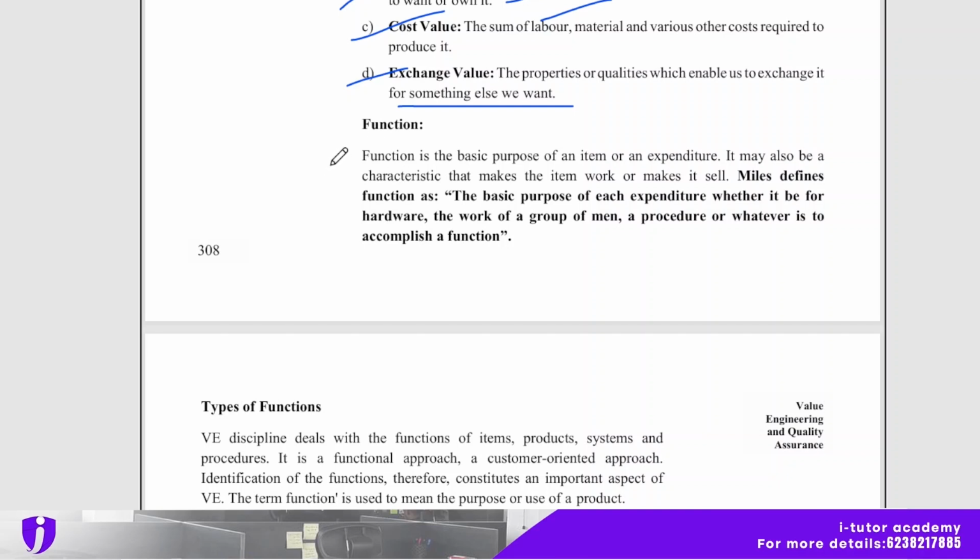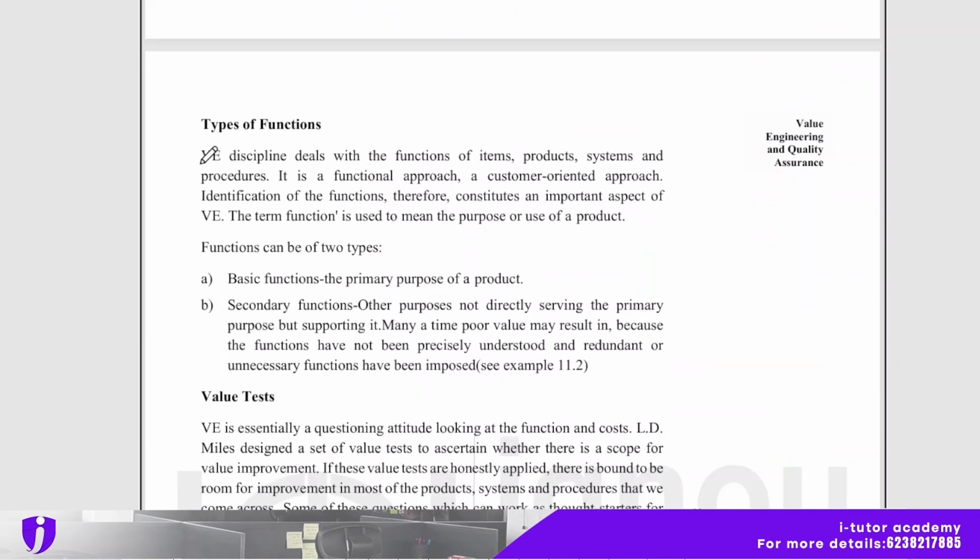Function. Function is the basic purpose of an item or an expenditure, and it may also be catalyst that makes the item work or make it sell. And Miles defines function as the basic purpose of each expenditure, whether it be for hardware, the work of a group of men, a procedure, or whatever is to accomplish a function. So that is about function. And type of function, VE disciplines deals with the function of item, product, system, and procedure, and it is a functional approach, a customer oriented approach, and identification of the function therefore constitute an important aspect of VE.